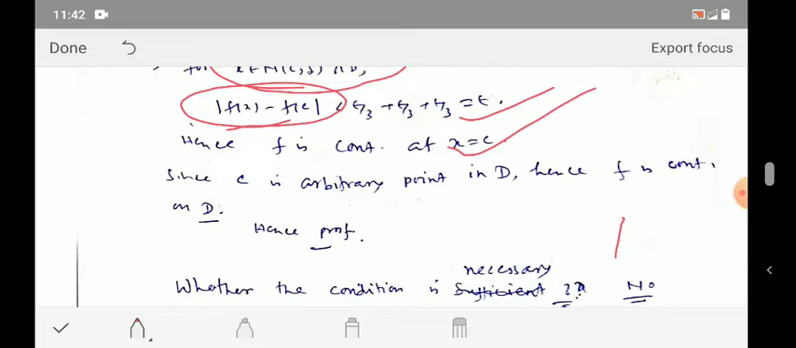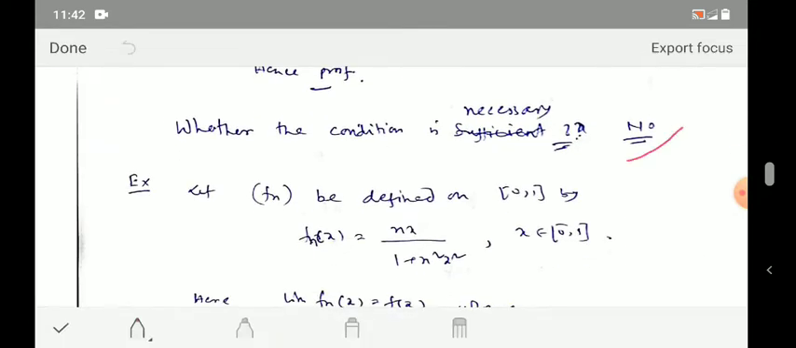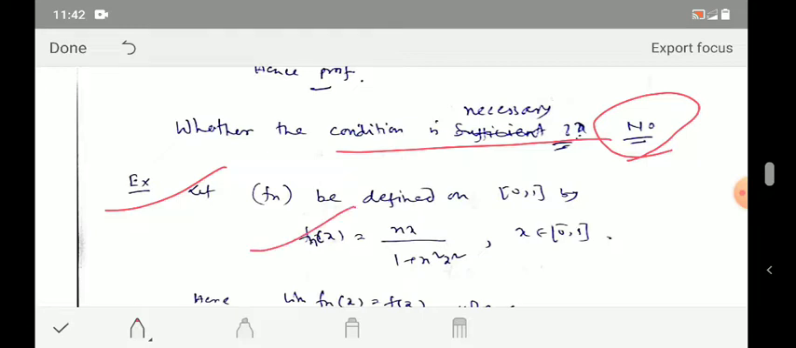Naturally, a question arises whether this condition is necessary. Actually, the answer is no. Here we consider an example to show that the condition is not necessary. Not necessary means that even if the convergence of fn is not uniform, we may get f continuous, where fn are all continuous.